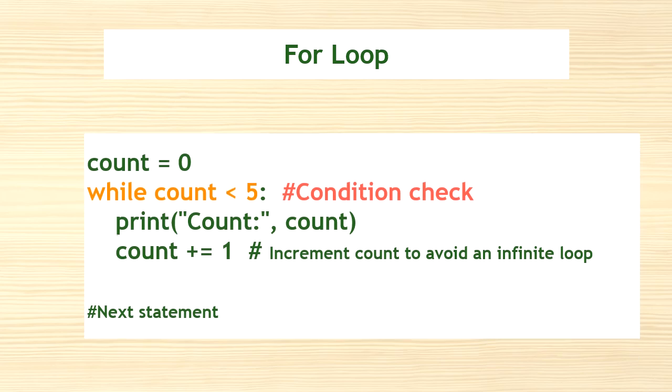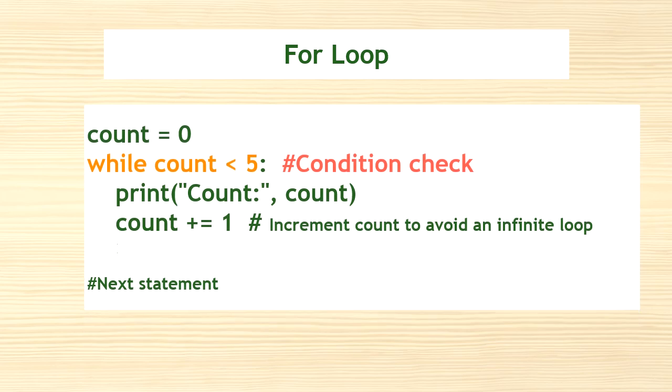The loop first evaluates the condition. If the condition is true, the code block within the loop is executed. After the code block finishes, the condition is checked again. If it's still true, the loop repeats. The loop continues until the condition becomes false, at which point it terminates and the program execution moves on to the next statement.